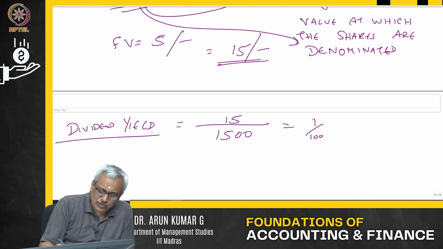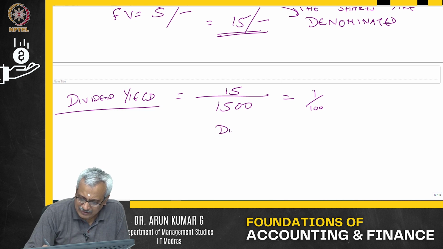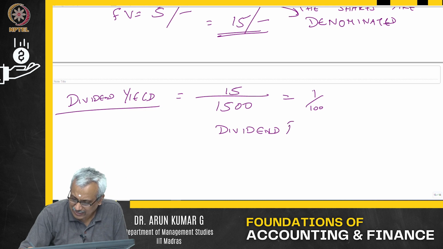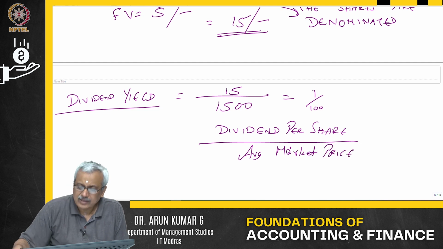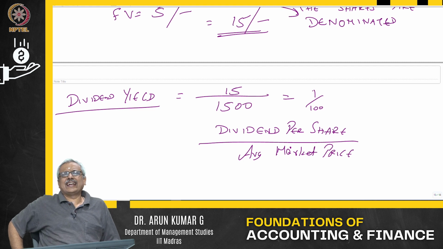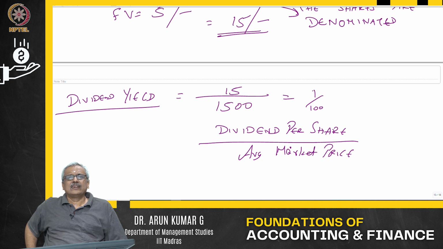So we always say dividend per share divided by average market price. Why average? Because I will not take it on a single day. Average market price, what is the yield they are getting?